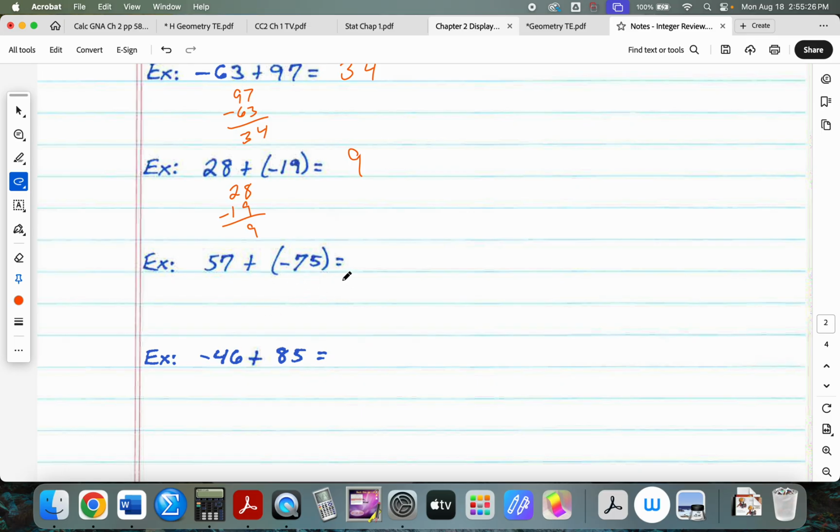For this next one, is my answer going to be positive or negative? Negative. I go ahead and do that immediately. You can do it and be done with it, and then I'm going to just subtract the two numbers, 75 minus 57. I'll borrow 1. 15 minus 7 is 8. 6 minus 5 is 1. This is negative 18.